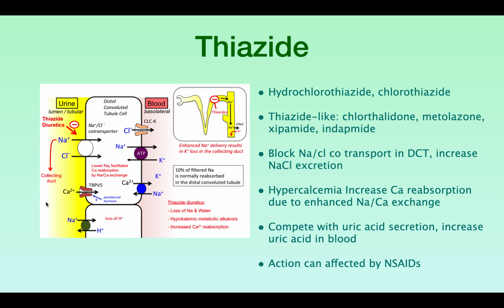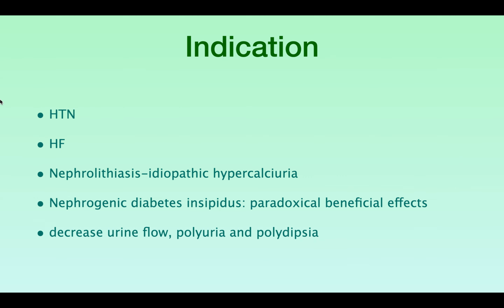So there would be hypercalcemia, thanks to the increased calcium reabsorption as the sodium is being excreted. It will compete with uric acid secretion and increase the uric acid in the blood, and those actions can be affected by the NSAIDs. So there is going to be increased sodium delivery, potassium loss, and it's used to treat hypertension, heart failure, along with kidney stones, nephrogenic diabetes insipidus.